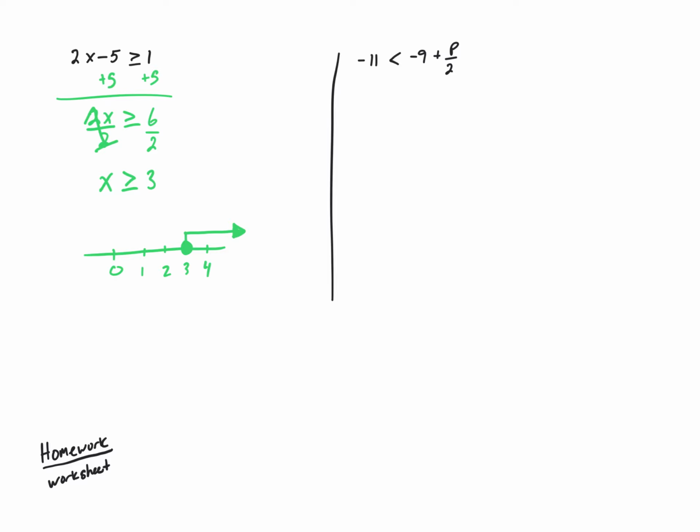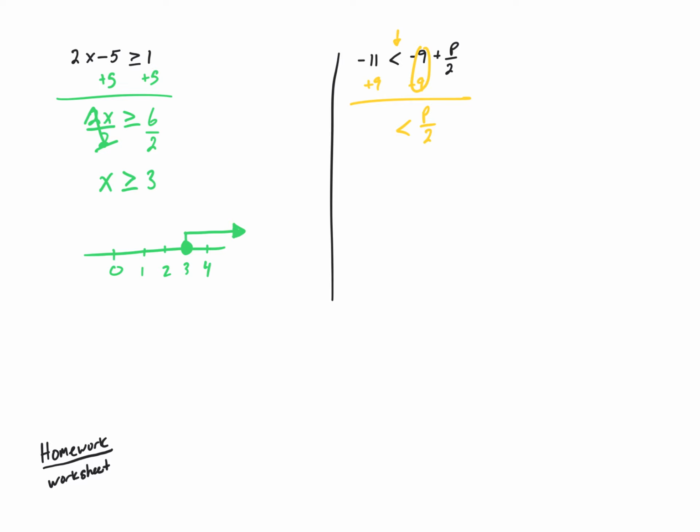For this next one here, notice this one has a variable, the p, in it, but this one does not, so I want to get rid of this. So this is a negative 9, so the opposite of negative 9 is a positive 9. And if I'm adding a positive 9 to the right, I have to add a positive 9 to the left, because I want to keep this inequality true. So negative 9 plus 9, those go to 0. So 0 plus p over 2 is just that, p over 2.